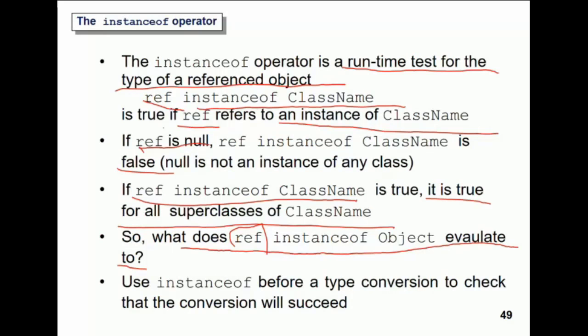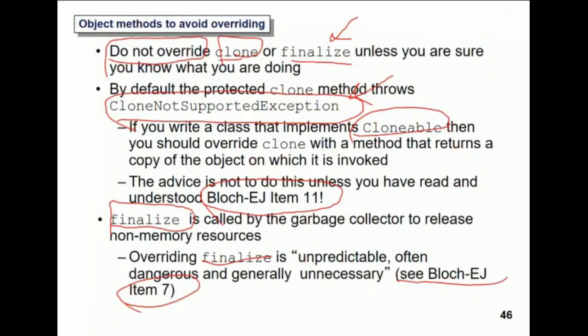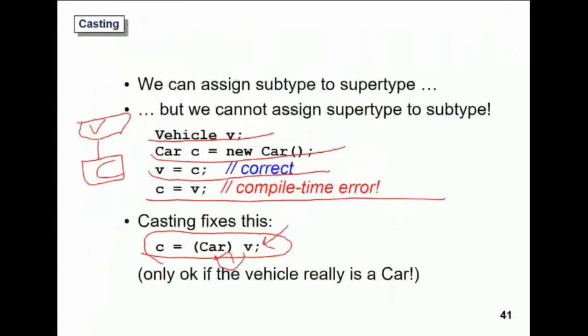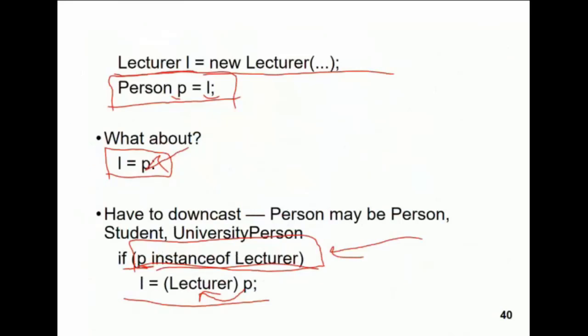So use instanceof before a type conversion to test that the conversion will succeed. That's the example that I showed you. So here you're asking, is p an instance of lecturer? That's the example that we looked at for instanceof.